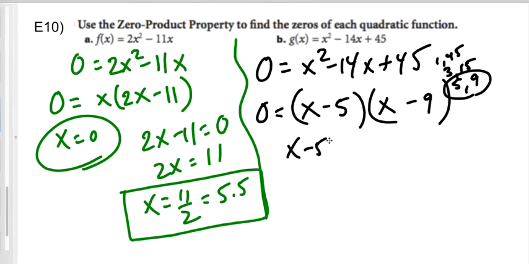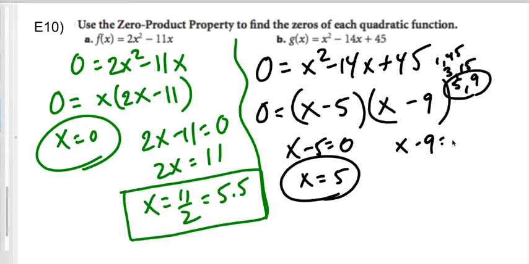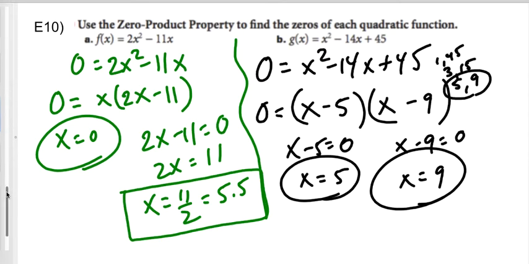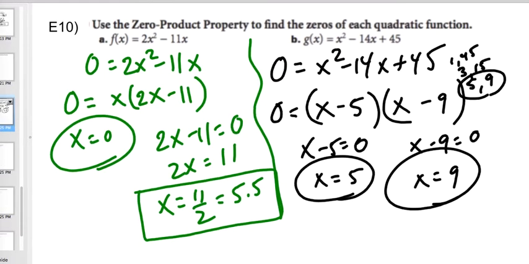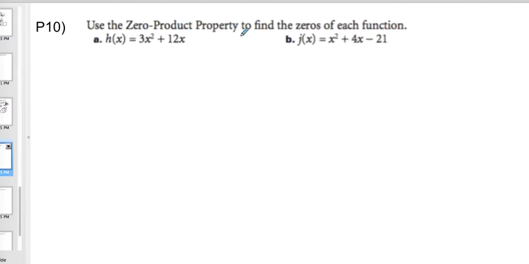So either x minus 5 is 0, which gives me x equals 5, or x minus 9 is 0, which gives me x equals 9. So I get both of those answers. Cool. So let's go ahead and go to our next. So give a P10 a try. If you want to do it without me, go ahead and pause me.